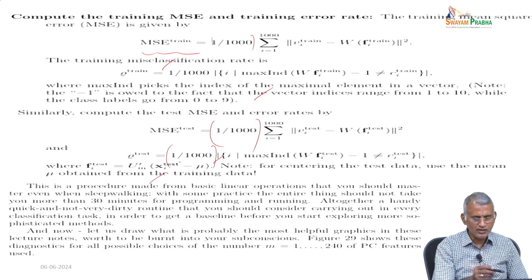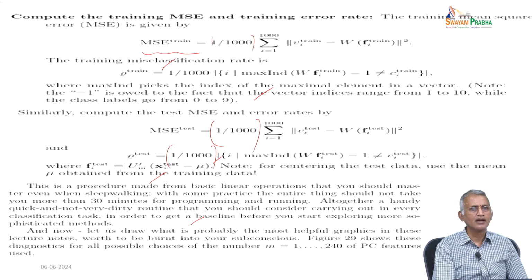So this is a procedure made from basic linear operations that you should master even when sleepwalking. With some practice, the entire thing should not take you more than 30 minutes for the programming and running. It is a handy, quick and not very dirty routine that you should consider carrying out in every classification task, in order to get a baseline before you start exploring more sophisticated methods.